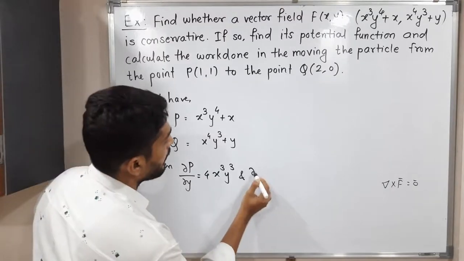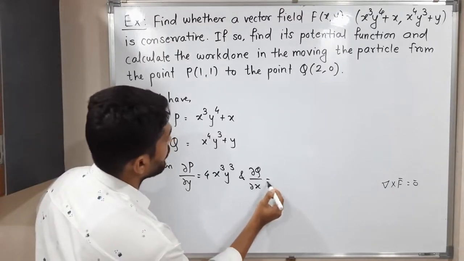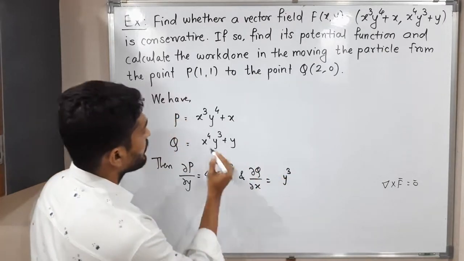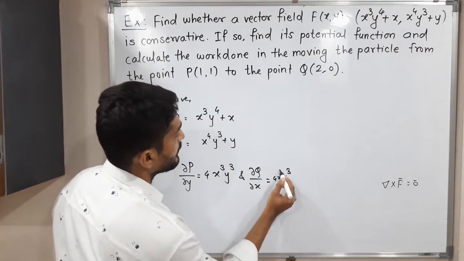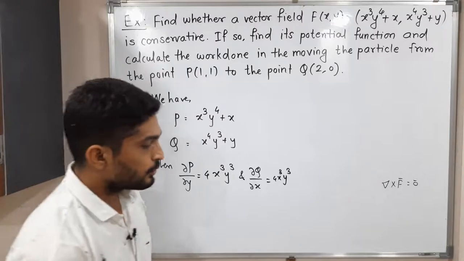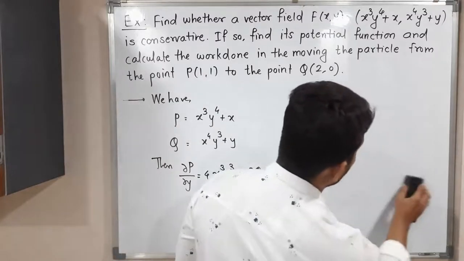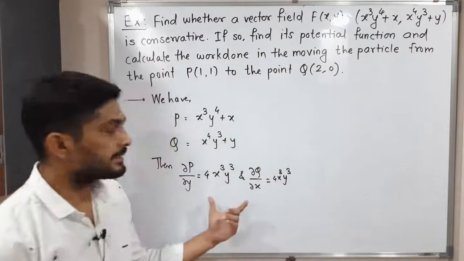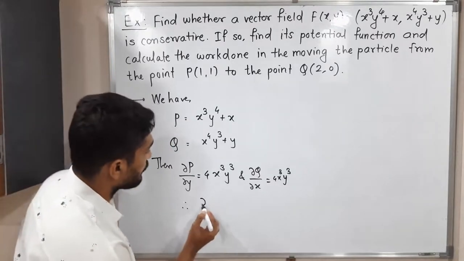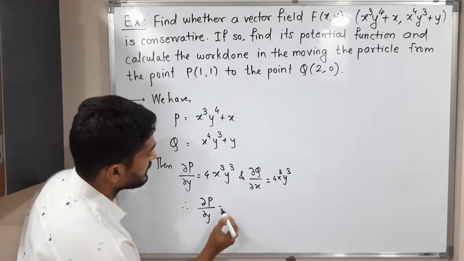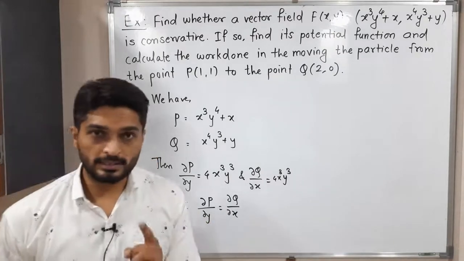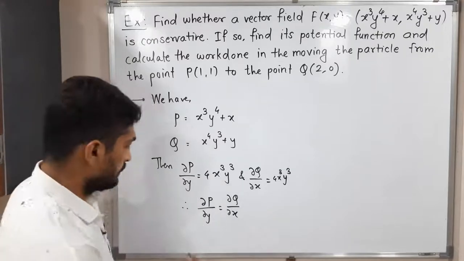And del Q by del x. Derivative of Q with respect to x, y cube is constant, right? Derivative of x raised to 4 is 4x cube. Y is constant, so derivative will be 0. So let me remove this one, it is not required, right? So you can easily see both partial derivatives are equal. Let me mention here. So therefore, derivative of P with respect to y is same as derivative of Q with respect to x. So therefore, we say the given field is conservative.